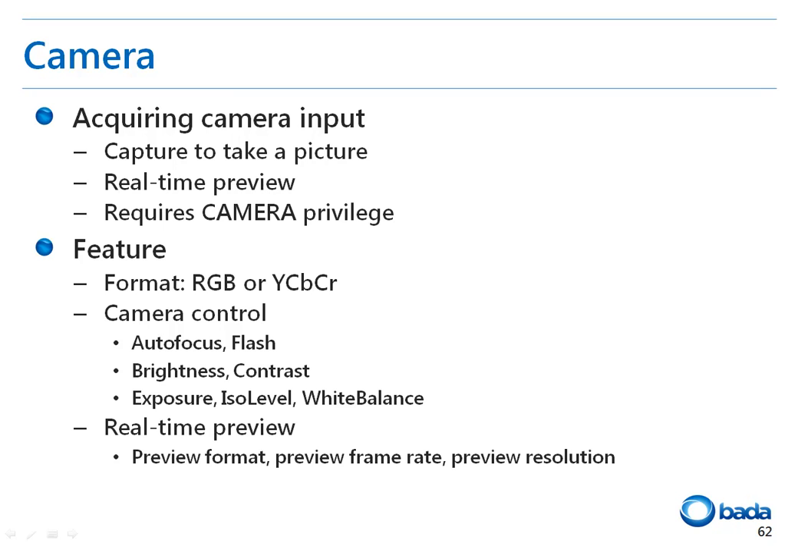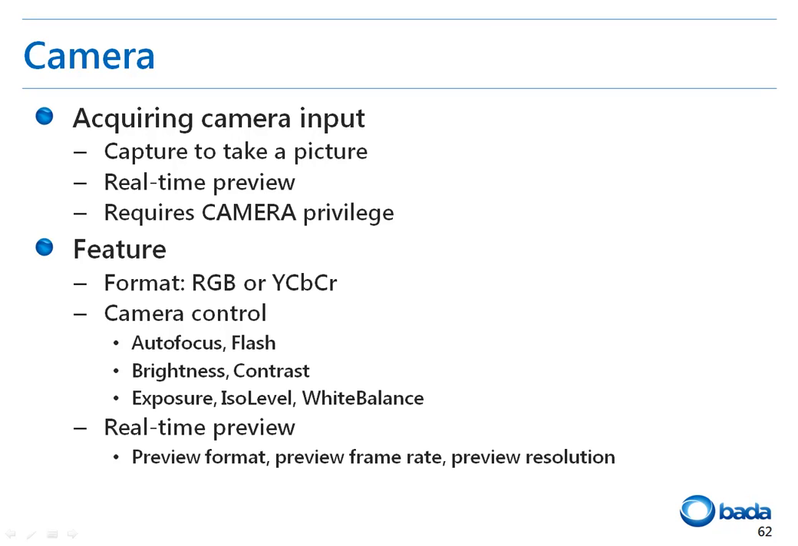Now let's take a look at the camera before explaining the video recorder. The camera class provided by bada belongs to the camera privilege group. The basic functions of the camera are taking a picture and providing a real-time preview. The camera supports the RGB and YCbCr color formats, provides control functions for the autofocus and flash, and provides adjustment functions for the brightness, contrast, exposure, ISO level, and white balance. For real-time previews, settings for the preview format, preview frame rate, and preview resolution are also provided.